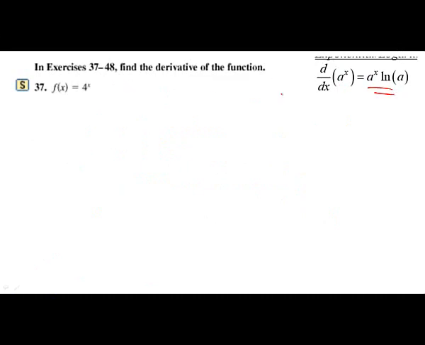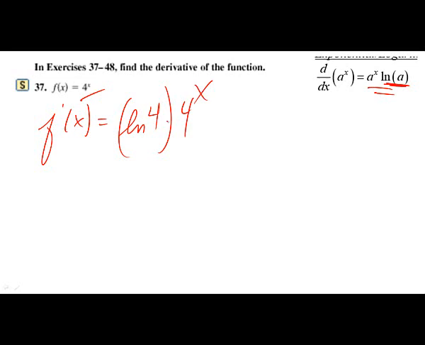So really straightforward. The derivative of 4 to the x. So we do natural log of the base. So what's the base? 4. And then we take that and write it exactly the way it looks. 4 to the x. Done.